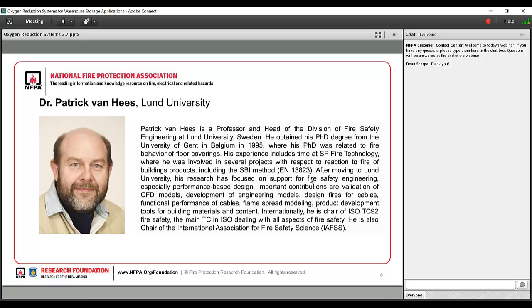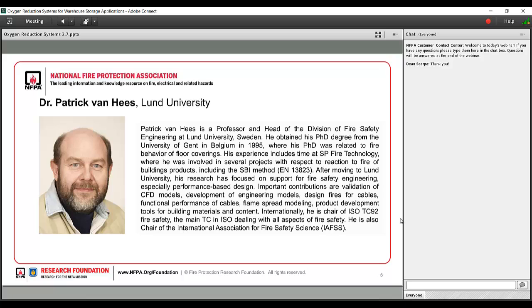I will now introduce our presenters at this time. Our first presenter is Dr. Patrick Van Hees from Lund University. He is a professor and head of the Division of Fire Safety Engineering at Lund University in Sweden. He obtained his PhD degree from the University of Ghent in Belgium in 1995, where his PhD was related to fire behavior of floor coverings.